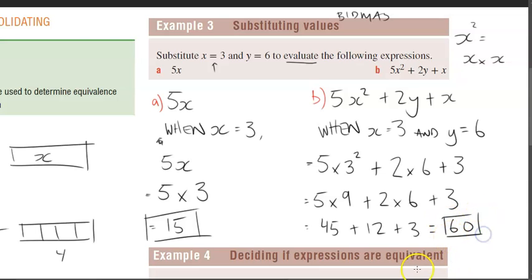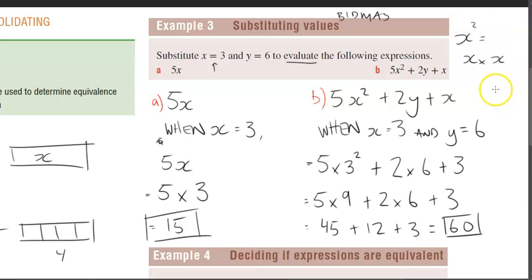That right there is our final solution. So the trickiest part to substitution is simply making sure that your arithmetic is correct. Also make sure that when there's a number next to a letter, regardless of whether the letter or pronumeral has a power or not, there's an invisible multiplication in between.